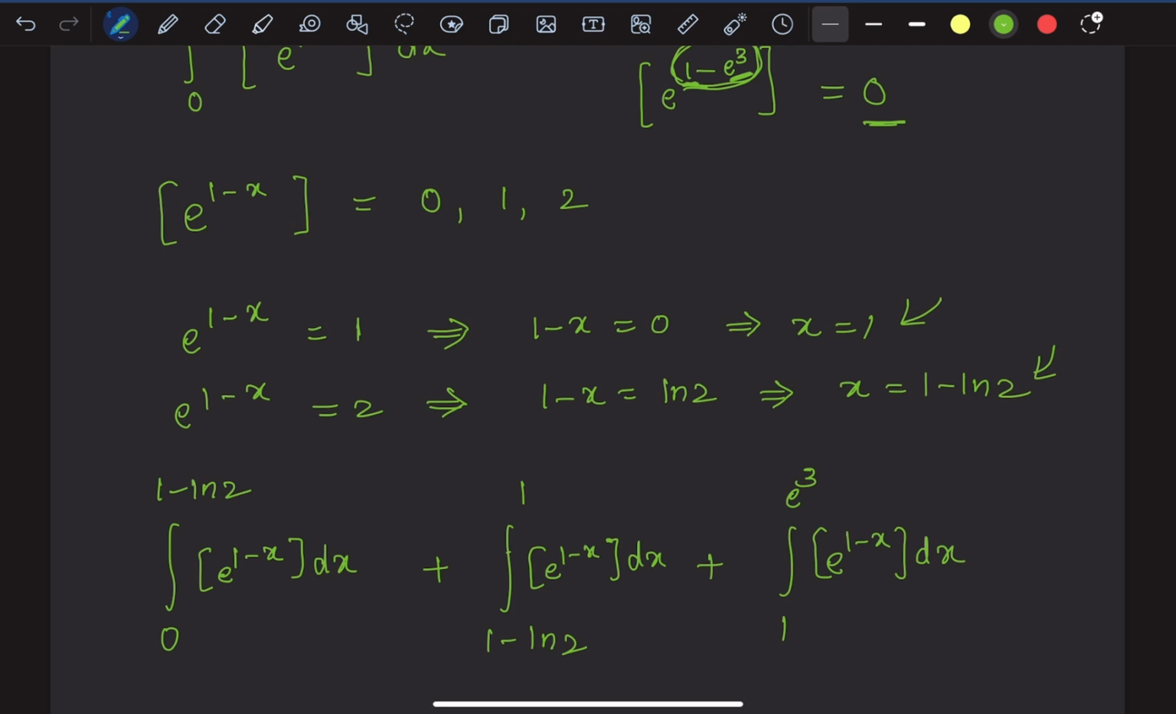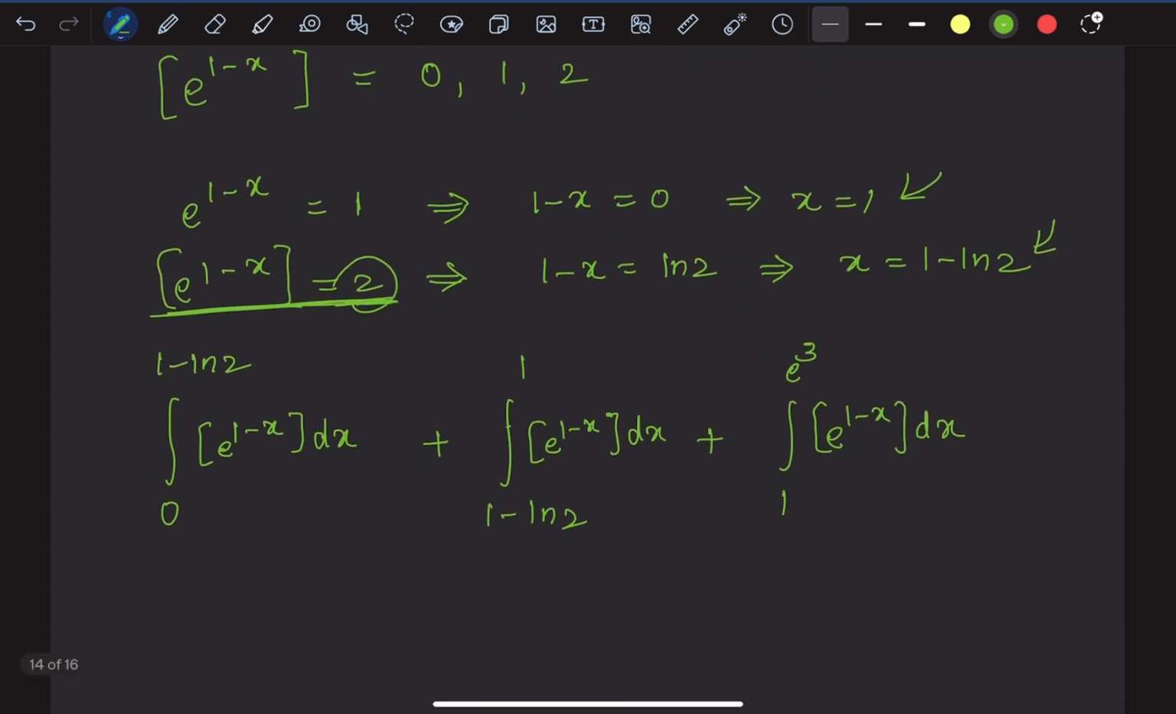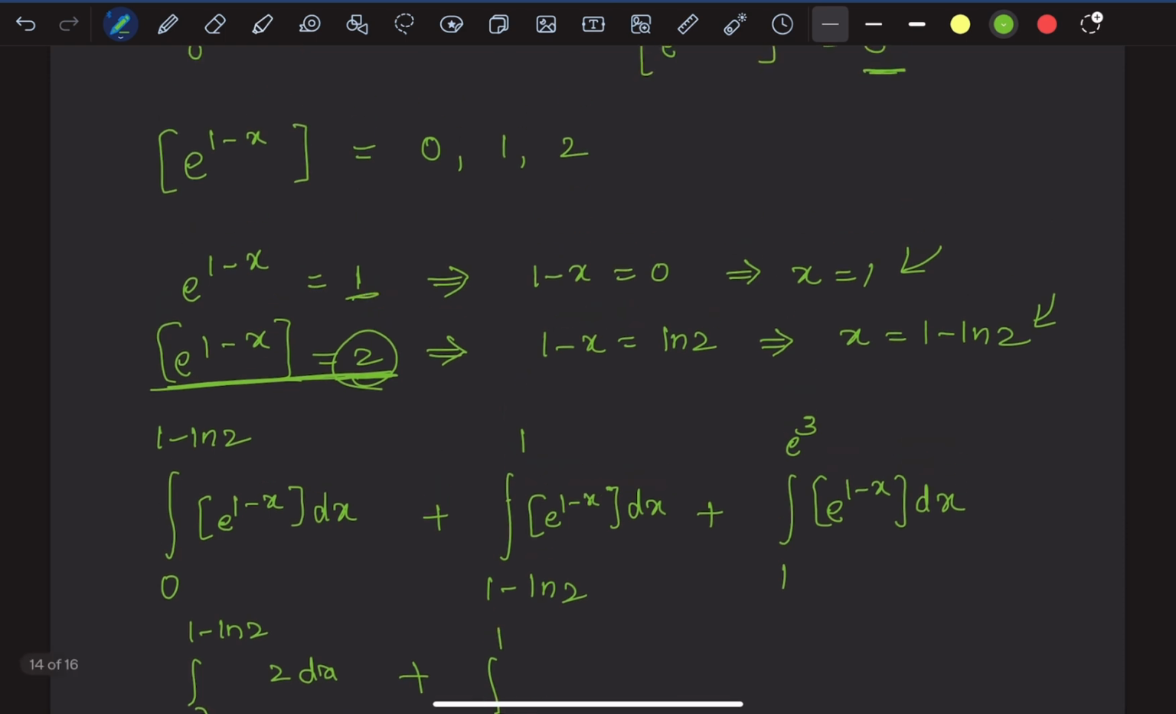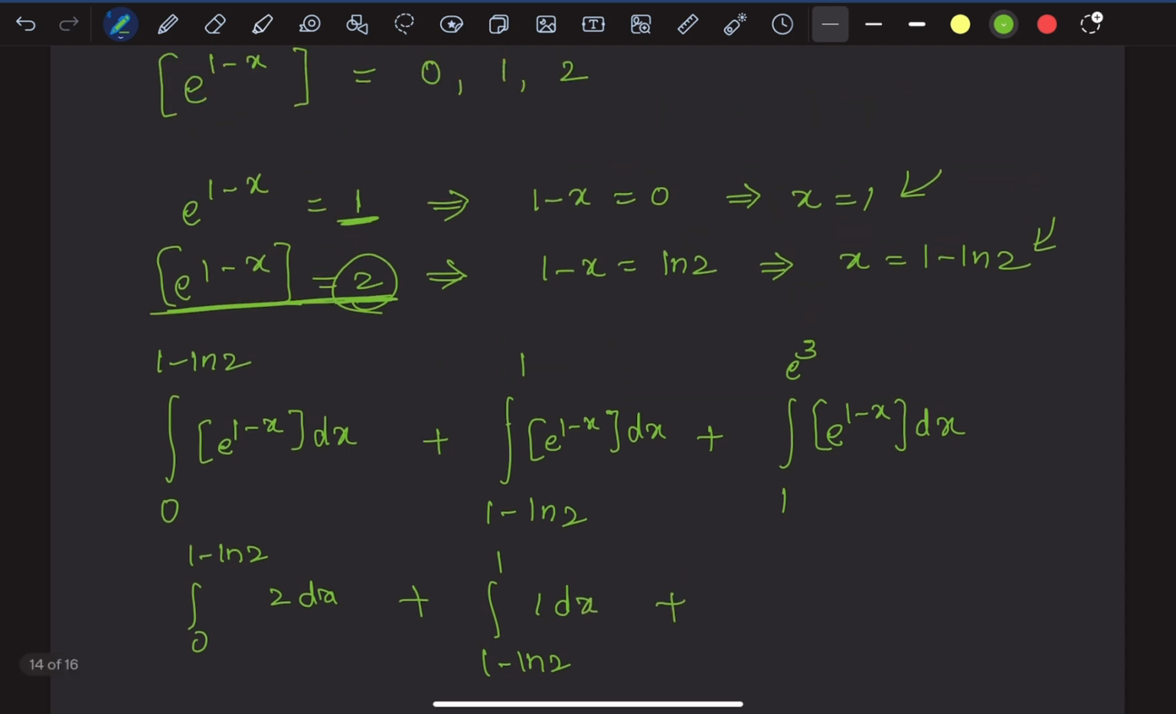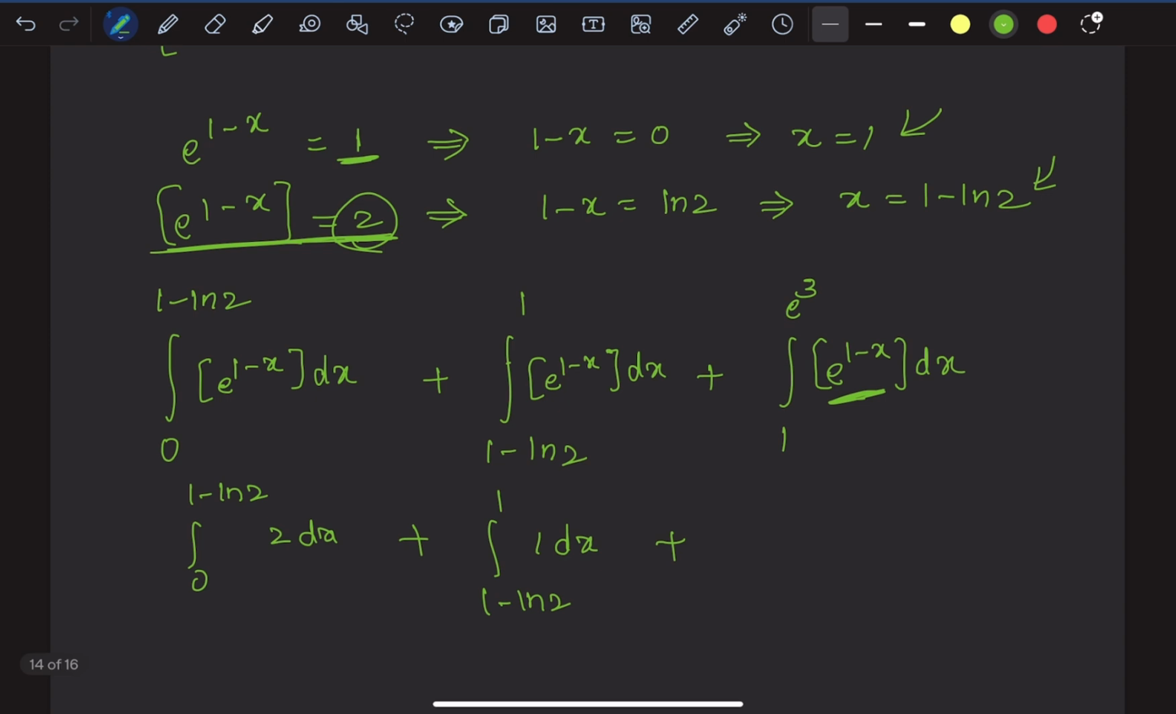So if it is between 0 and 1 minus ln 2, the integral part will be 2. So this will be 0 to 1 minus ln 2 dx plus 1 minus ln 2 to 1. If it is between 1 minus ln 2 to 1, the integral part will be 1 dx. If it is between 1 to e cube, the integral part will be 0. So this will be simply 0.